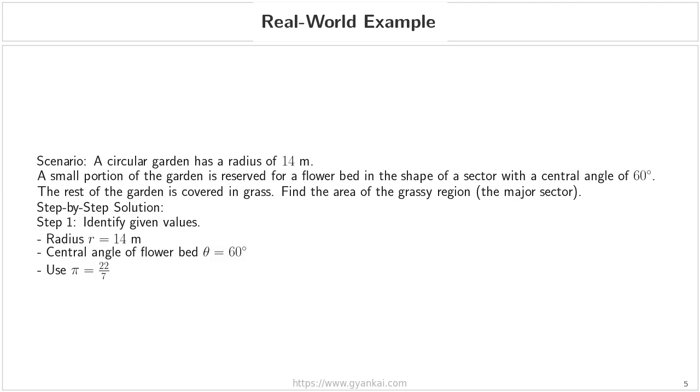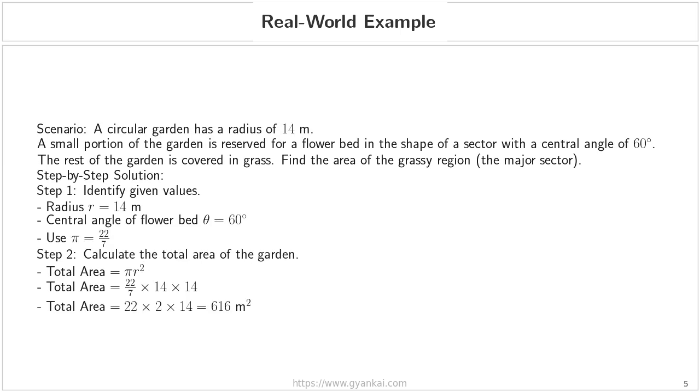First, we need to identify our given values. We have a radius, r, of 14 meters, and the central angle, theta, of the flower bed is 60 degrees. To make our manual calculations a bit smoother, we will use the fraction 22/7 for pi.